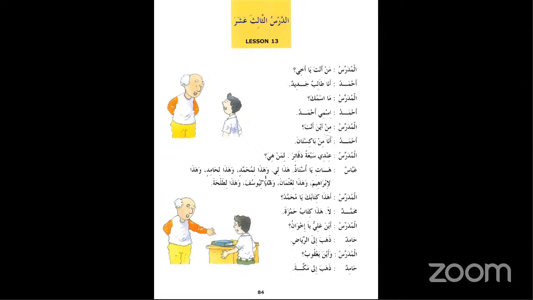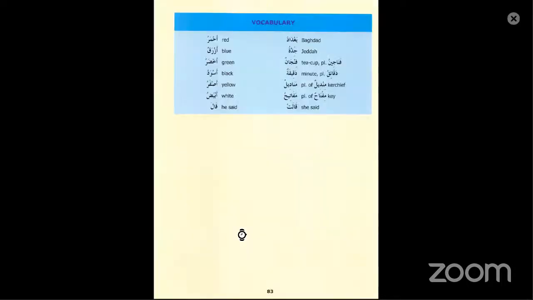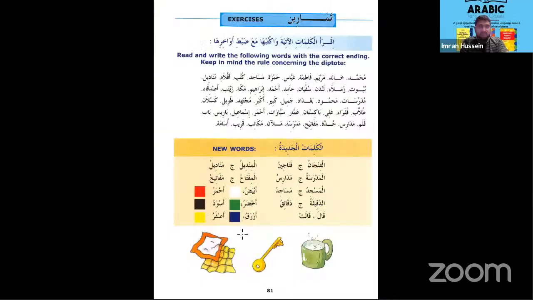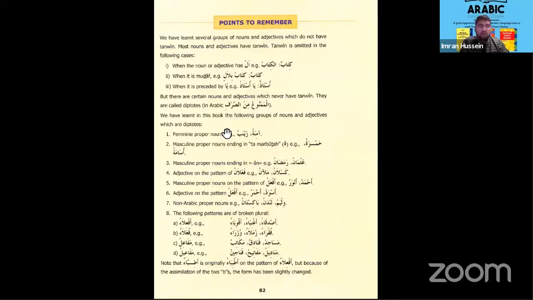Thank you so much. Welcome. It's given on page 82, right? The previous lesson 12's points to remember. All these diptotes are given. So over here: Aminatu, Zainabu, Hamzatu, Uthmanu, Ramadanu, Kaslanu, Mal'anu, Ahmadu, Anwaru, Aswadu, colors, William, London, and the following parts are broken off. So these are diptos. Thank you, Sister Shanaz.